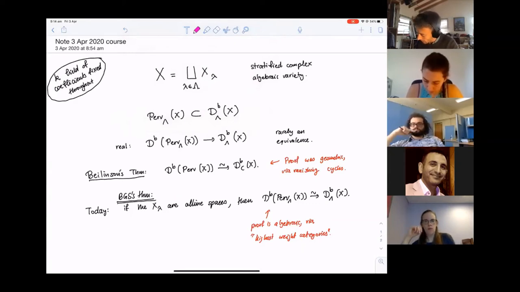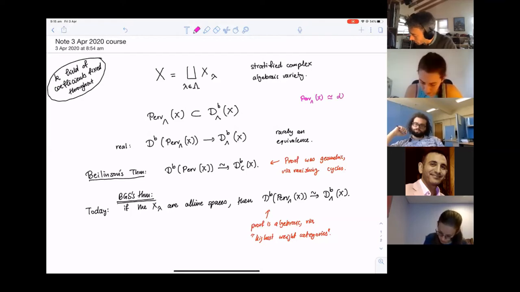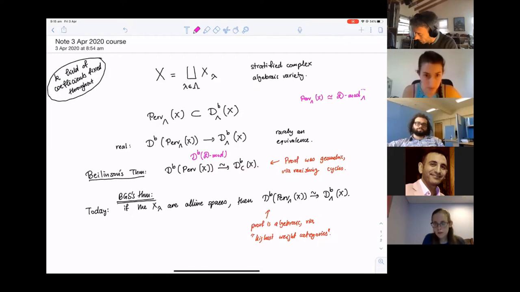So Perv_λ of X is equivalent to a certain category of D-modules: regular holonomic, so holonomic with regular singularities, and constructible with respect to this stratification. And now that means here I can write D^b of certain D-modules. Because I have an abelian equivalence here, this induces an equivalence of derived categories here, but here I have Riemann-Hilbert.